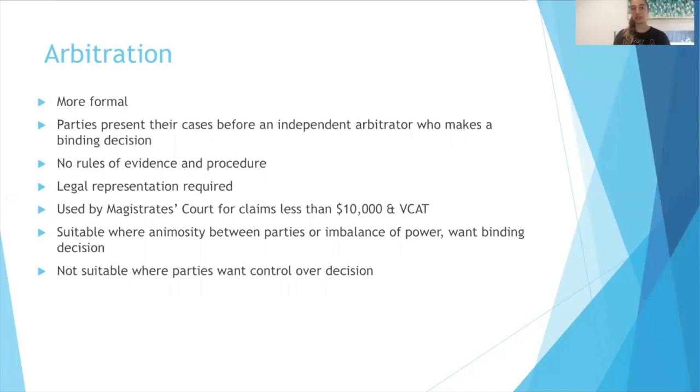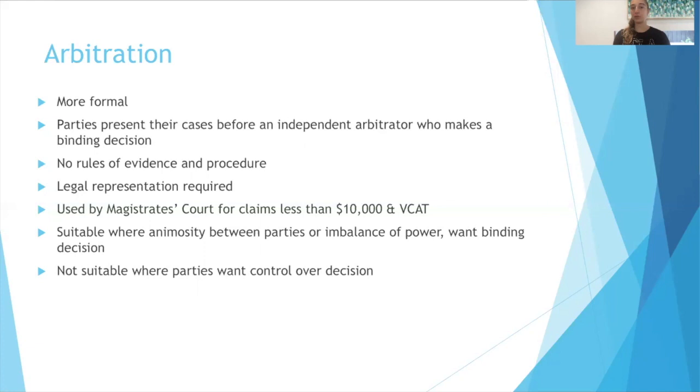Finally, arbitration is where parties present their case before an independent arbiter who makes a binding decision. Arbitration is more formal than conciliation and mediation, however less formal than courts, as there are no rules of evidence and procedure. Unlike mediation and conciliation, legal representation is required and used a lot of the time. Arbitration is used by the Magistrates Court for claims less than $10,000 in order to save court resources, and also through VCAT in its final hearing.